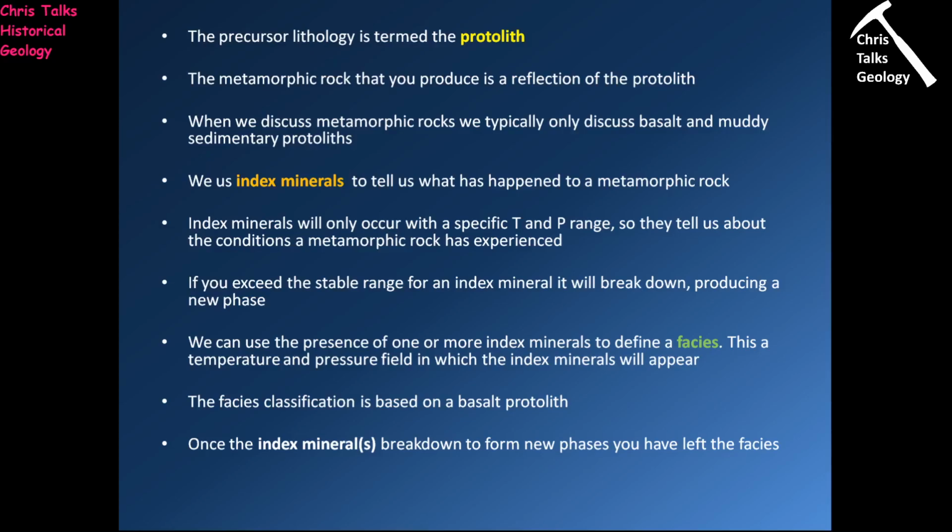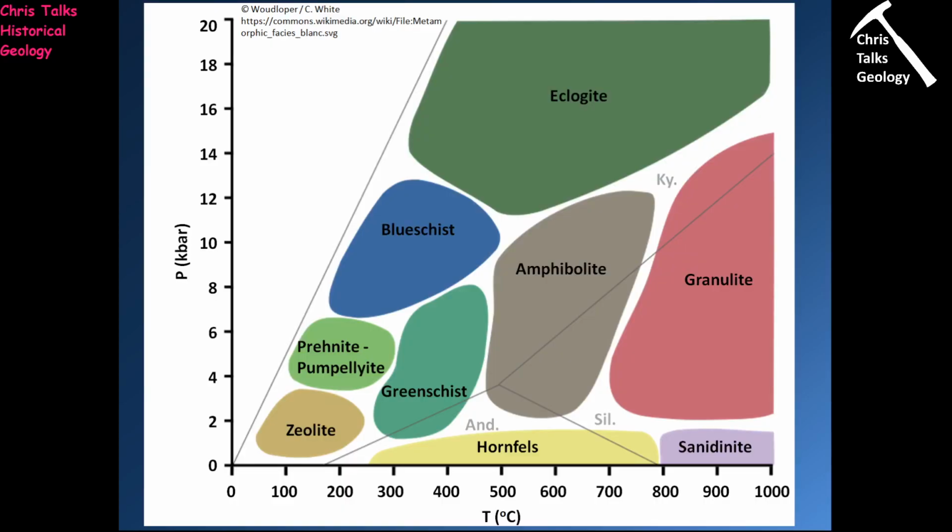Now, the facies classification diagram we use, which is on the next slide, is based on the metamorphism of a basalt protolith. Okay. Now, one final thing: each boundary of this facies diagram is based on the loss of one or more index minerals and the appearance of a new index mineral. Okay, so this is the facies diagram right here.